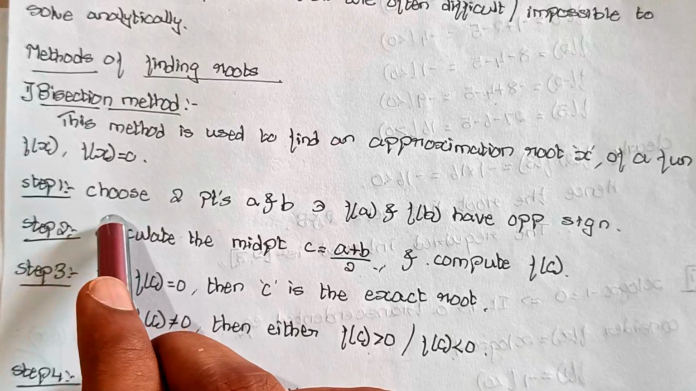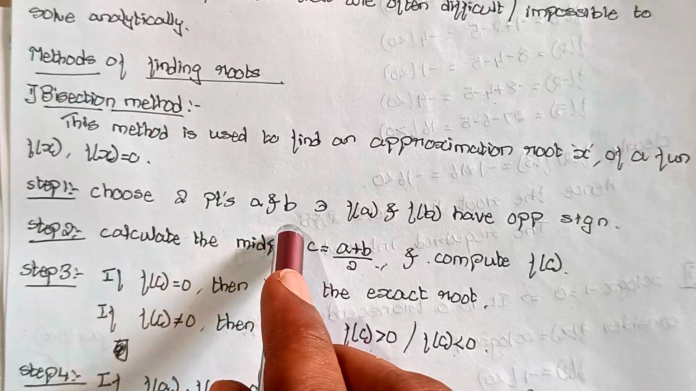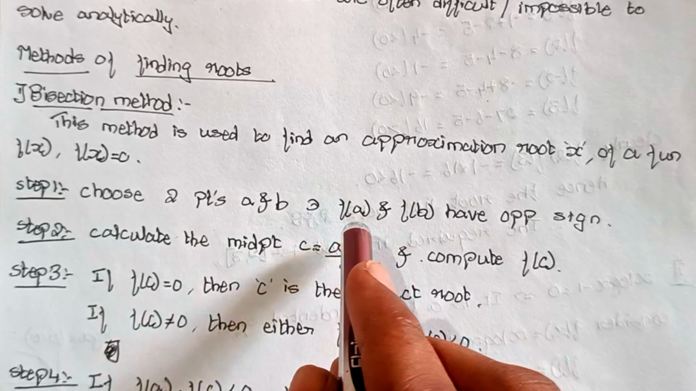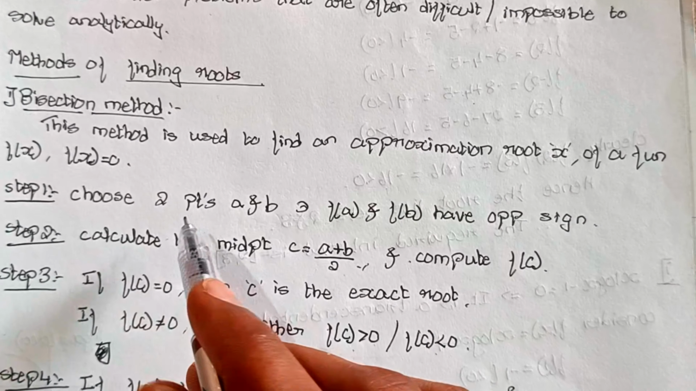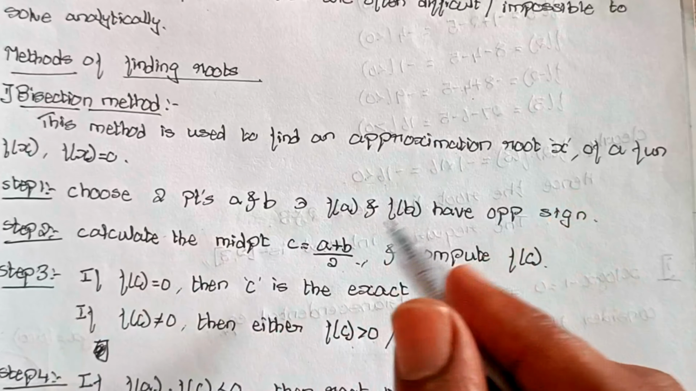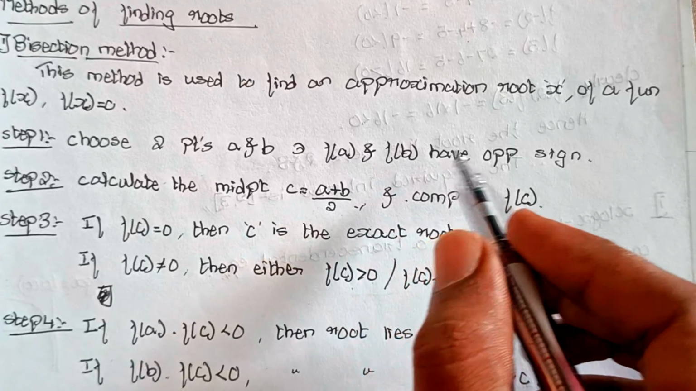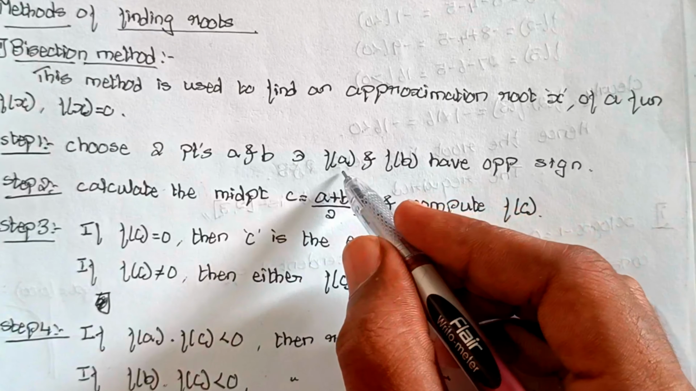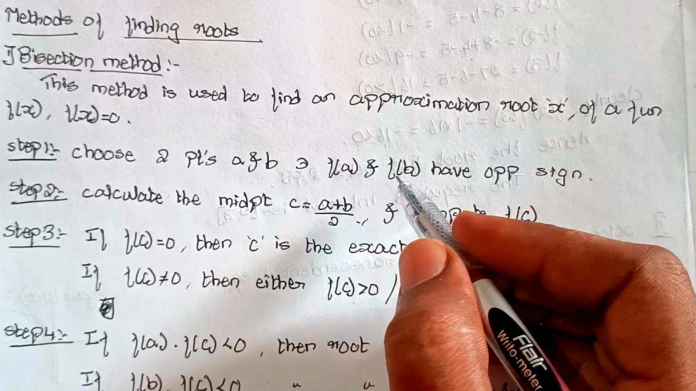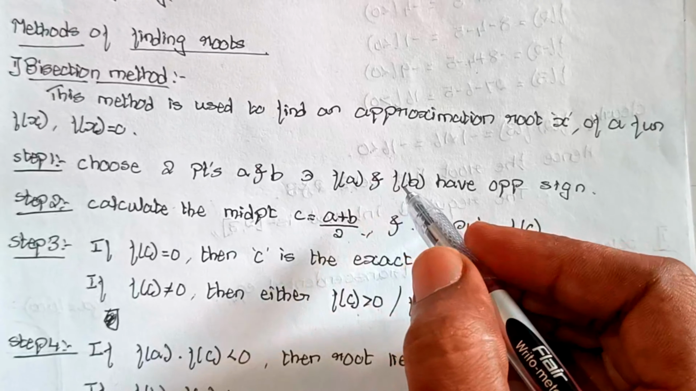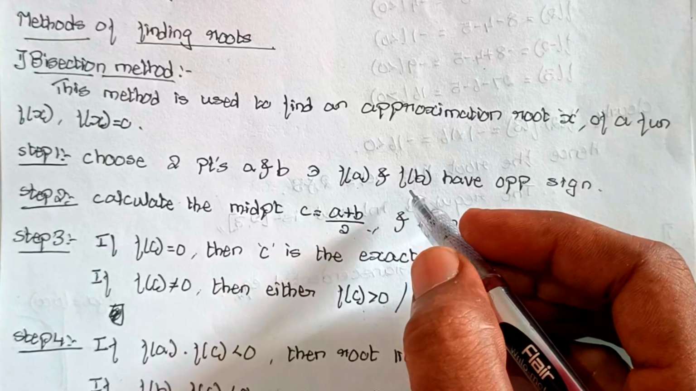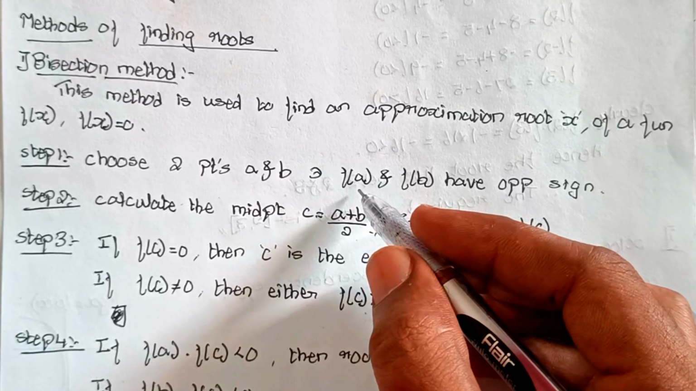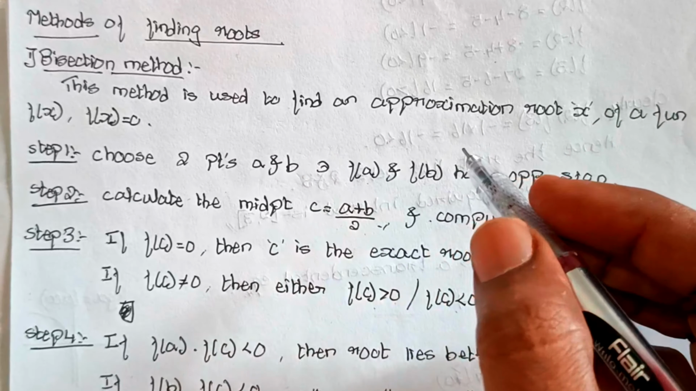First, choose 2 points a and b such that f of a and f of b have opposite signs. If f of a is in plus sign, then f of b must be in negative sign. If f of a is in negative sign, f of b should be positive. If f of a is positive, f of b should be negative.